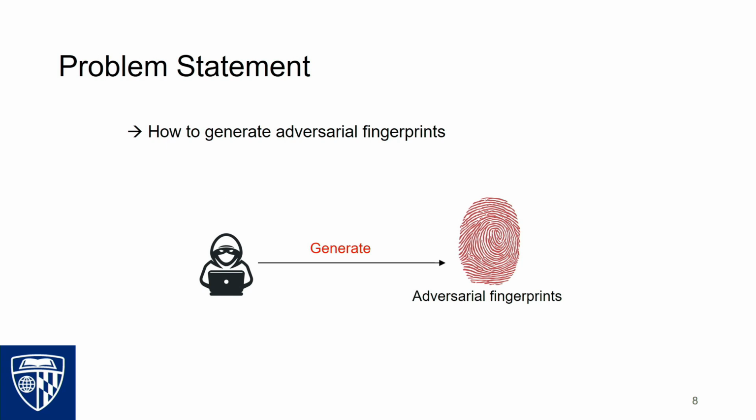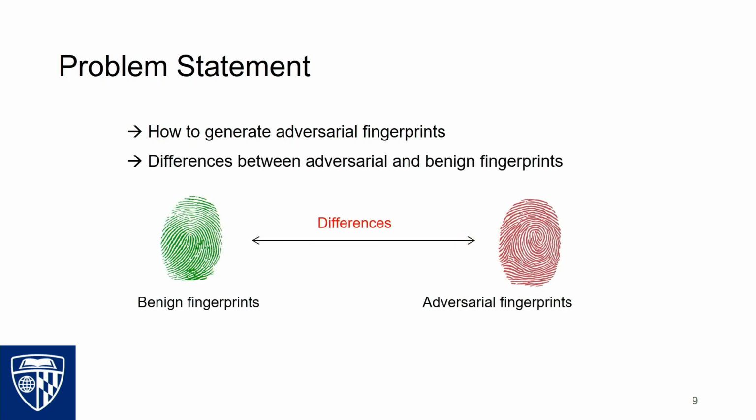Alright, after knowing the adversary fingerprint, we have two directions for our problem statement. The first, we want to know how attackers generate the adversary fingerprint. And the second, we want to know the difference between the adversary fingerprint and the benign fingerprint. In the future, our research can improve bot and fraud detection, privacy browsers, and authentication.